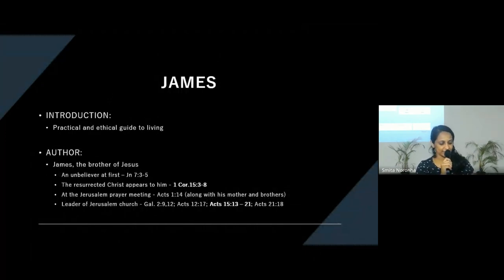But if we read from Acts 1:14 about all the believers who had gathered to pray before Pentecost, in the upper room, it's mentioned that Mary and Jesus' brothers were also part of that group. So it was only after Jesus' resurrection that his brothers came to faith in him. And so James also, like the rest of the brothers, came to faith during this time.